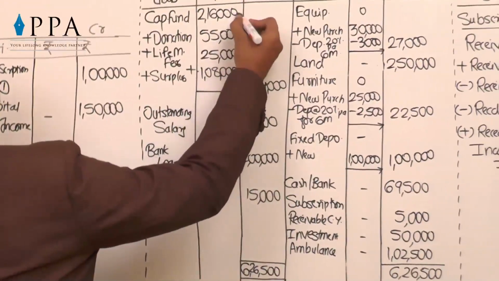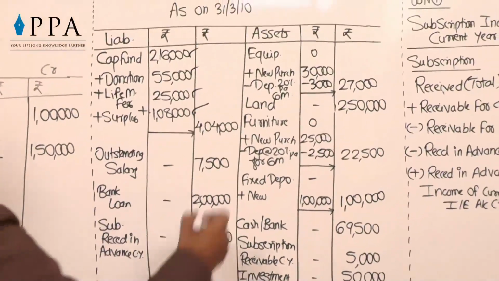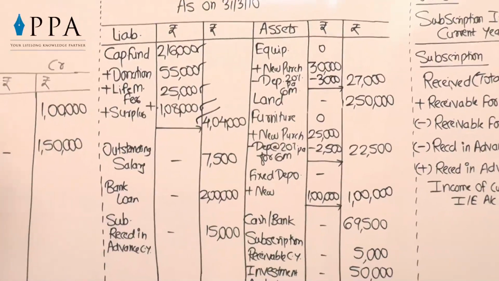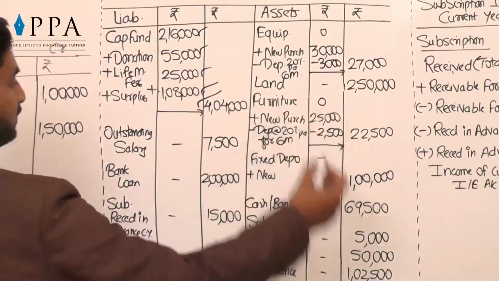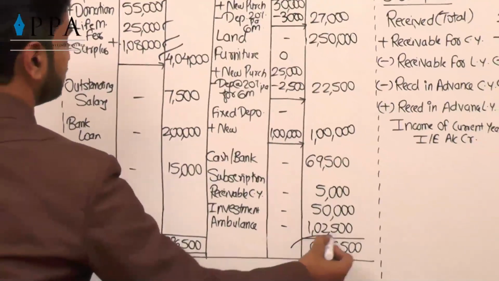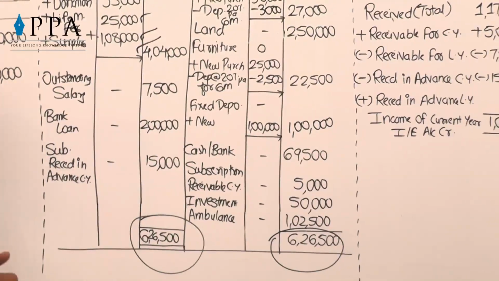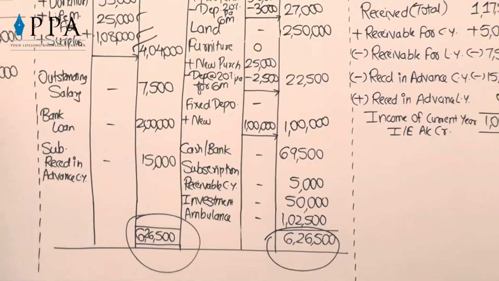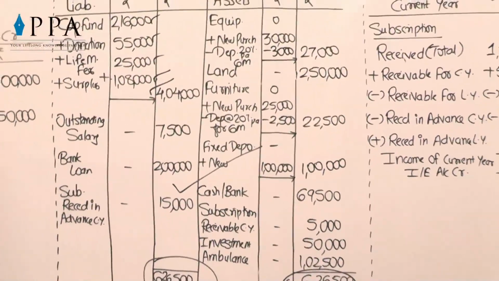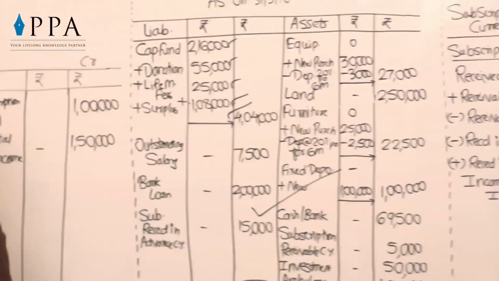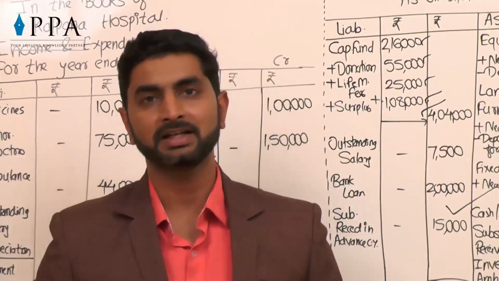Capital fund 2,16,000 plus donation, life membership fees, add surplus 1,08,000. So total outer column 4,04,000. Now nothing is left. All the liabilities are recorded as well as asset. Make the total. 6,26,500 is the tally figure of assets and liabilities after getting all the items recorded, and this is a complete solution and we got full marks for this. So in this way we have solved the board examination question and we have got it perfectly tallied.